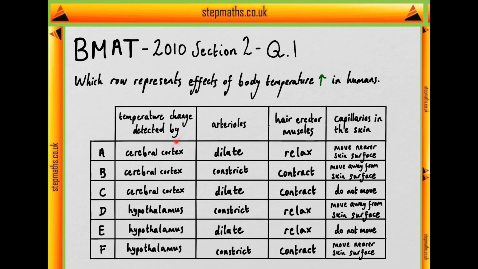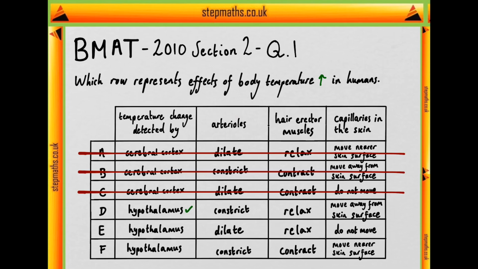Temperature change is detected by not the cerebral cortex but the hypothalamus, which is a projection from the base of the brain. So we can say that this is correct, and we can eliminate all the rows A through C and all their subsequent answers, since of course they contain at least one incorrect answer. We want a row which has entirely correct answers, of course.